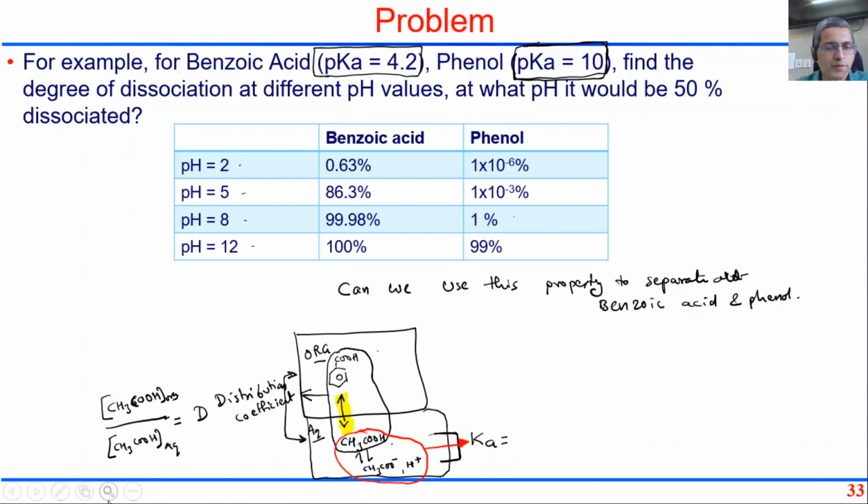I want you to remember that there are two competing equilibria. One is between the undissociated benzoic acid in the organic phase and the aqueous phase, and the other is the equilibrium between the undissociated benzoic acid, the benzoate ion, and the H plus ion in the aqueous phase. I want you to remember that these two equilibria exist.